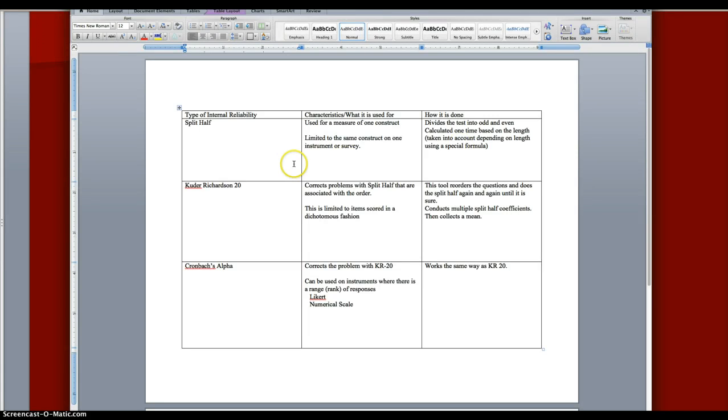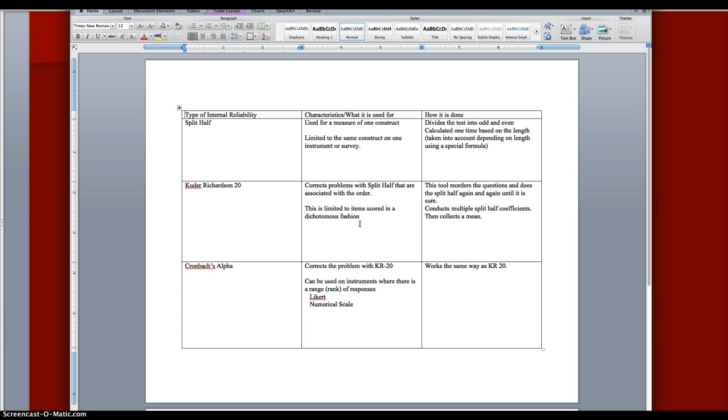Another one is called the Kuder-Richardson 20. Basically what it does is it reorders the questions into split halves, and does it over and over and over. The problem with it, as you can see, is that it is limited to items that are scored in a dichotomous fashion, which means yes, no, male, female, that kind of thing. So it's very limited in what you can do.